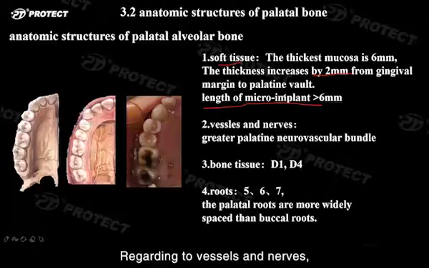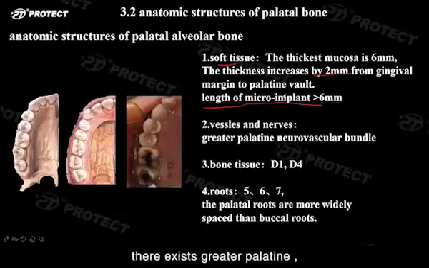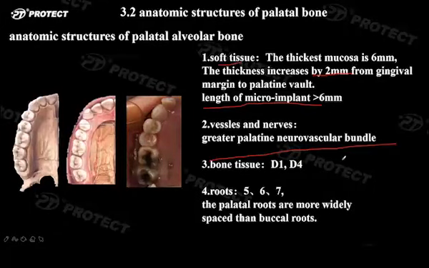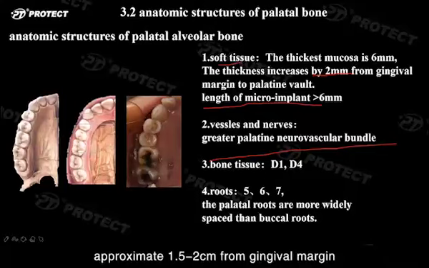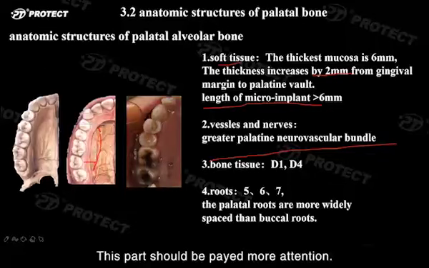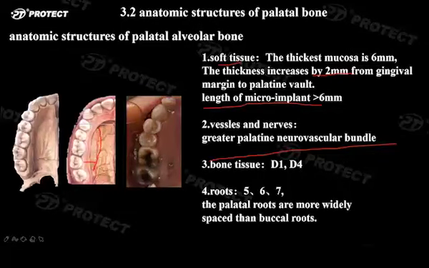Regarding vessels and nerves, there exists the greater palatal neurovascular bundle, approximately 1.5 to 2 mm from the gingival margin to the apical alveolar bone. This part needs more attention.